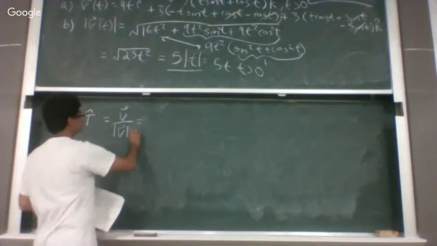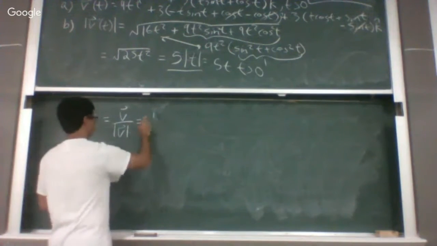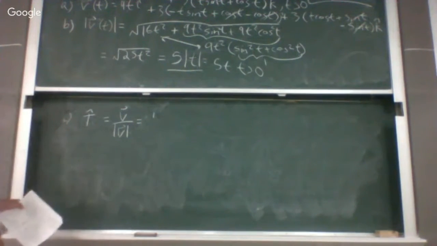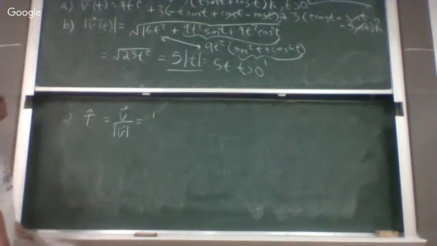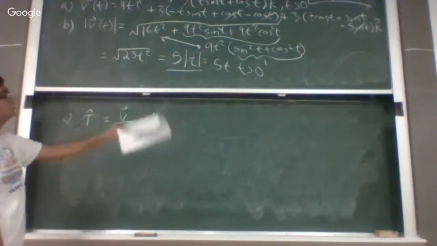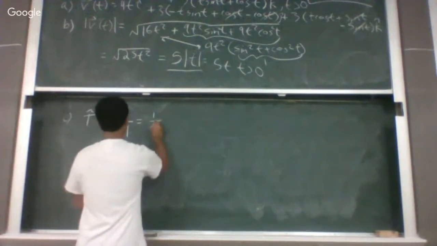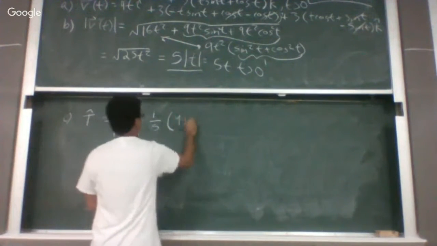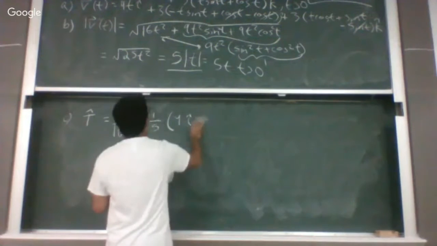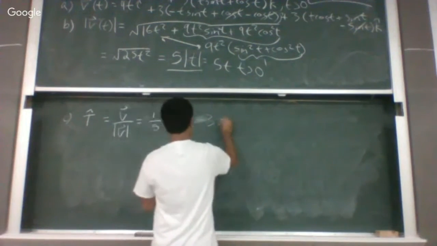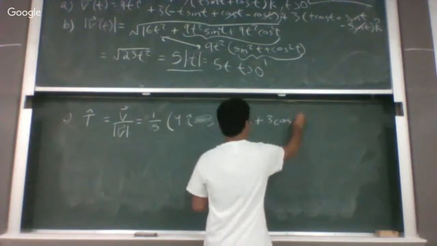So that is equal to, essentially, we are dividing by 5t all of part A. So we know we can take out a t in every single part, right? So we can just write 1/5 times 4i plus or minus 3 sine of t j plus 3 cosine of t k. Okay.